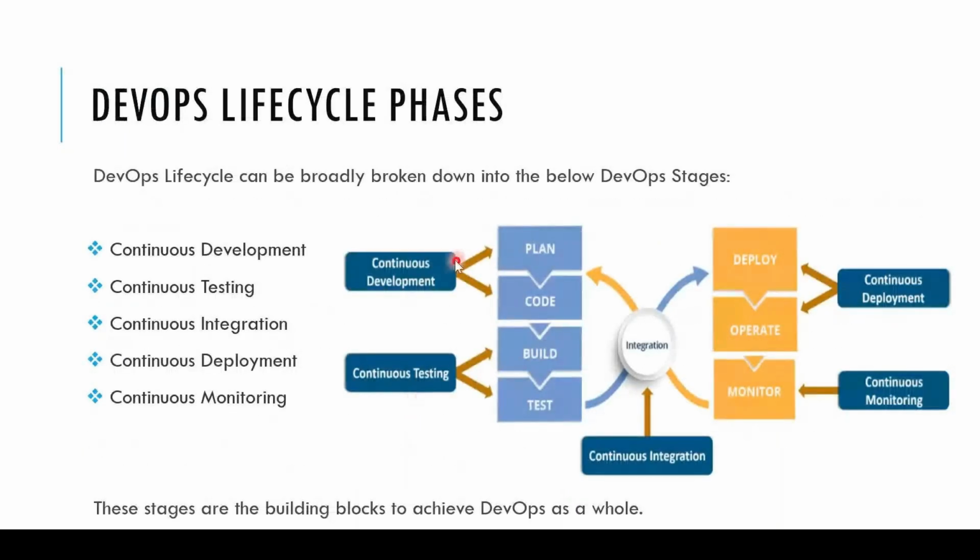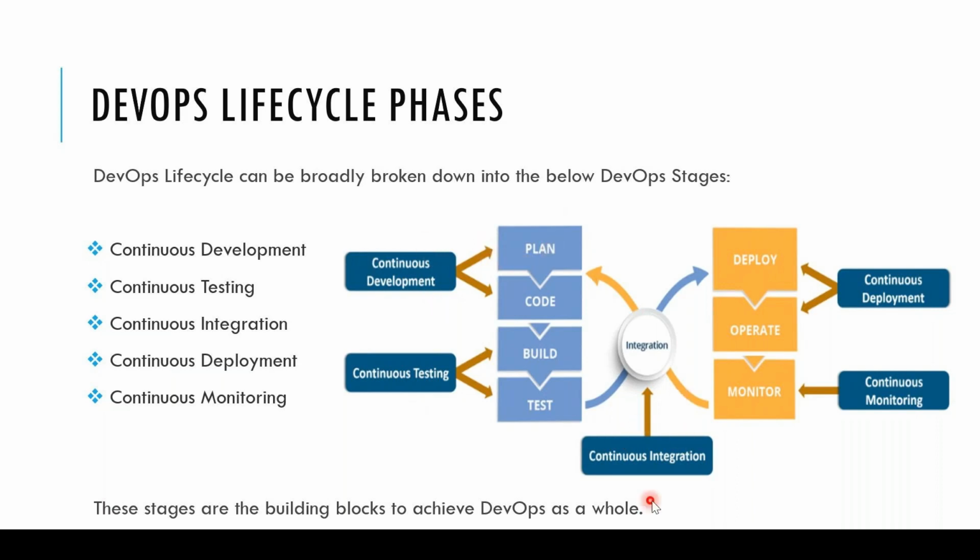Right. So continuous development is project planning and also developing the code for that project or task. So continuously you are gathering the requirement and developing the code for that requirement. This is called continuous development.